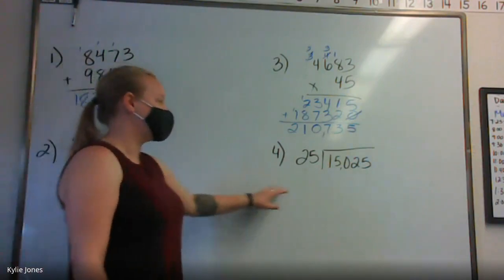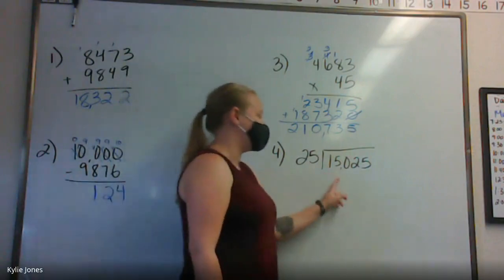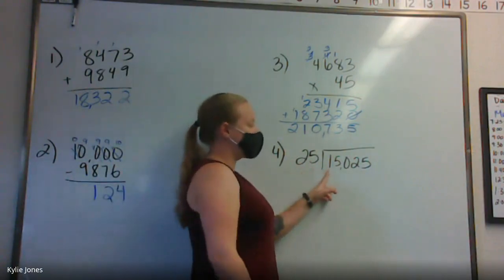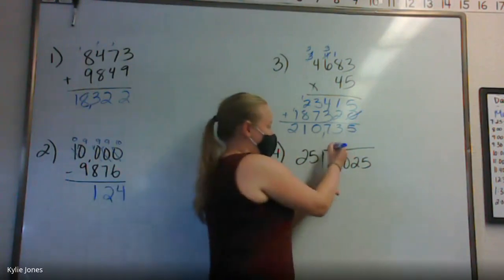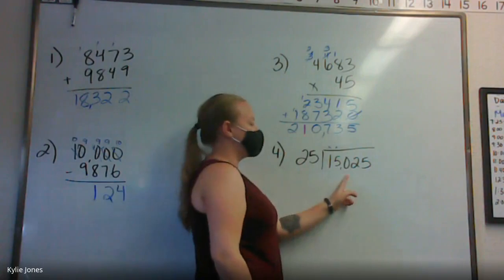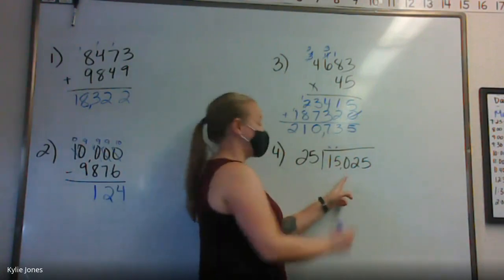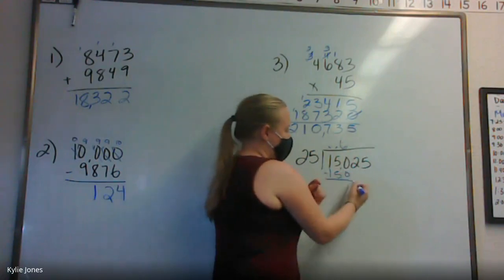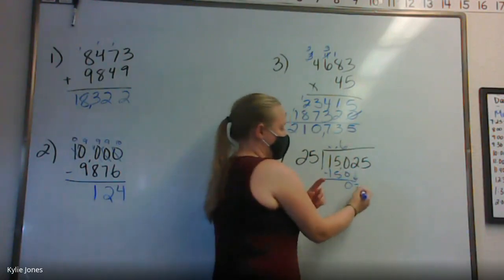Okay, number 4, we're dividing. So we have to take 15,025 divided by 25. Does 25 go into 1? No. Does it go into 15? No. But it will go into 150. 6 times. Good. It goes in evenly 6 times. 150. Subtracting gets 0. Drop down the 2.